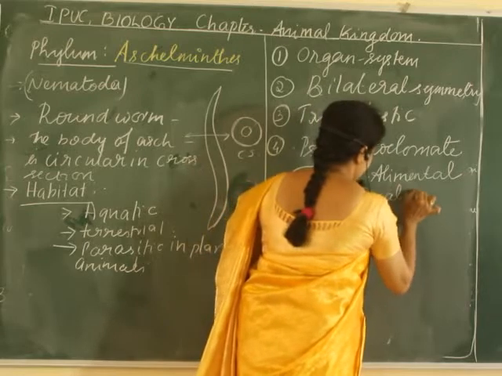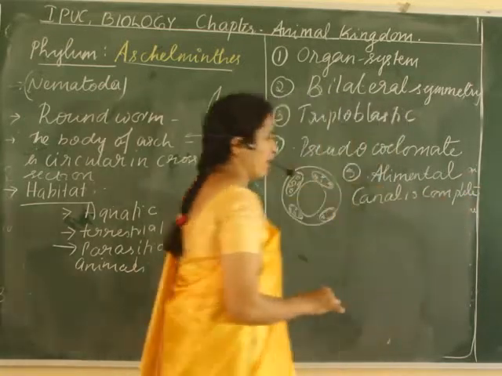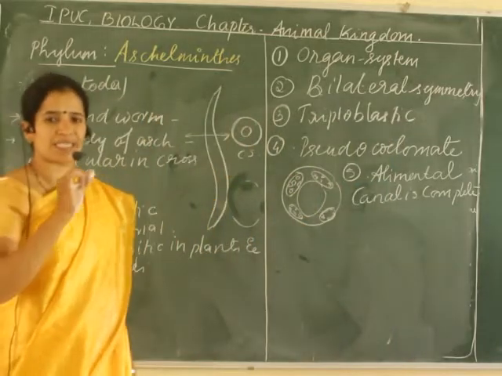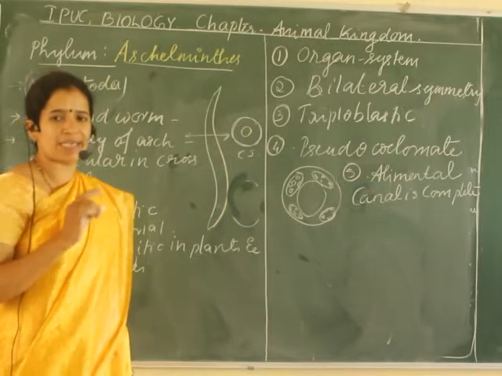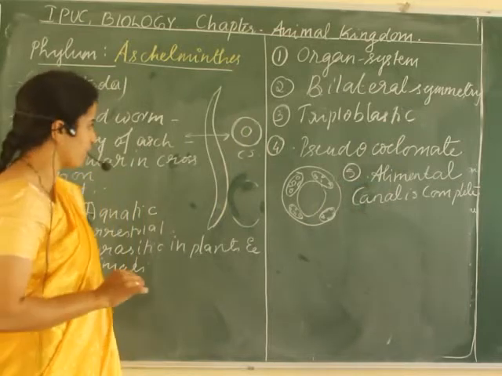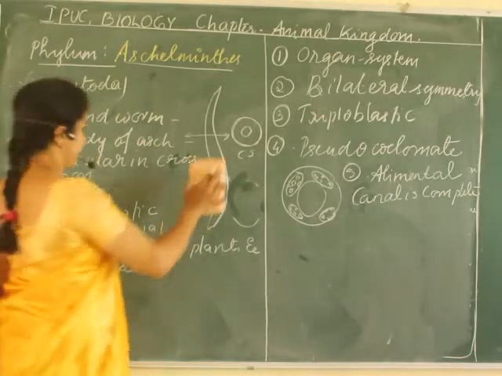Canal is complete. Okay, how is it complete? See, a complete digestive system means it must start with the mouth and end with the anus, and between them there should be a pharynx and an intestine-like structure. And similarly, these Ascaris also have those similar features.